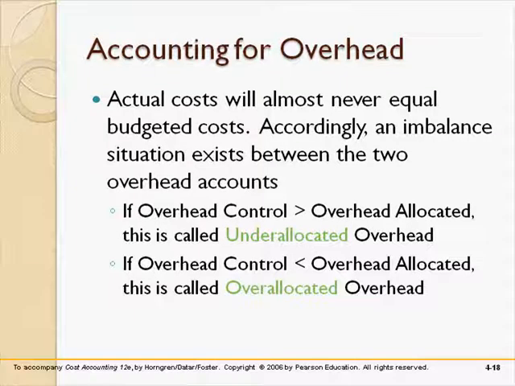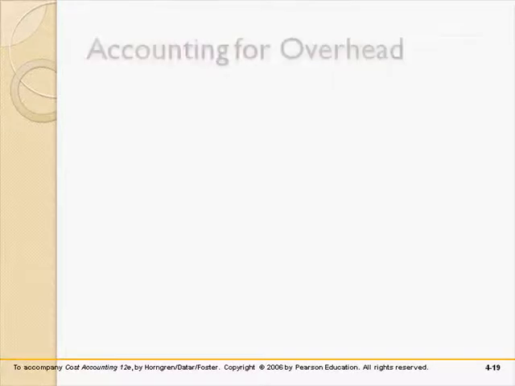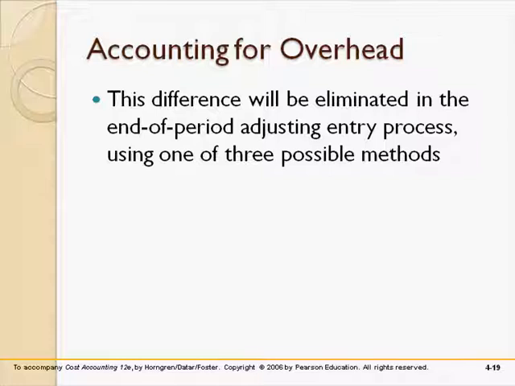Okay, now actual cost will almost never equal budgeted cost, so we wind up with an imbalance. If the overhead control, think of that as the actual spending of overhead, is greater than the overhead allocated, then we've under-allocated the overhead. If the overhead control, again think of that as the actual spending we spent on overhead, is less than the overhead allocated, then that's called over-allocated overhead. And we need to figure out how to account for the difference.